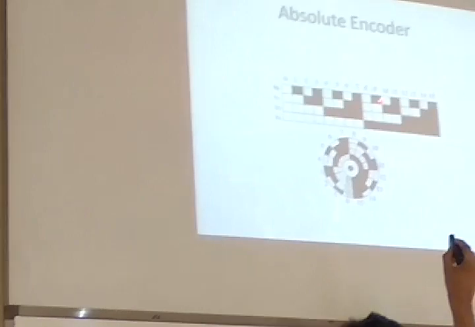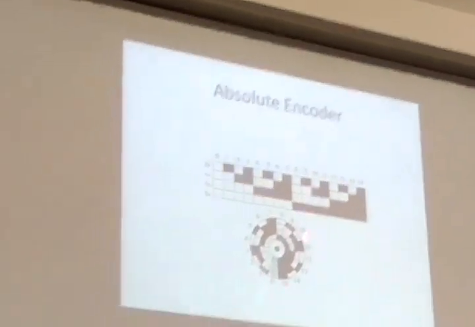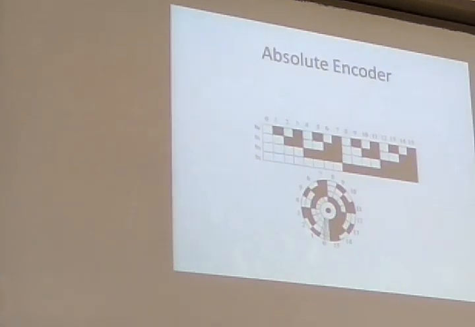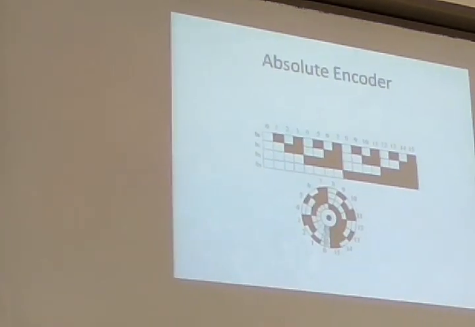No. Why? Now the strip is here. The light again will not pass through here. Light will pass through here. The light will pass through here. Light will not pass through here. So what is it that you will read now? Now also it is 0, 1, 1, 0. Now also it is 6.